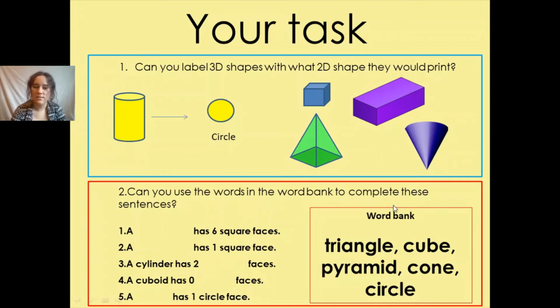Your second task is to fill in the blanks of these questions. Your first question is, a something has 6 square faces. Your second question is, a something has 1 square face. Your third question, a cylinder has 2 something faces. Your fourth question, a cuboid has 0 something faces. And your fifth question, a something has 1 circle face. All of the answers are in the word bank here. You just need to choose the correct word to put in the blank.